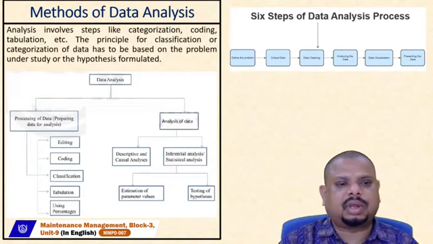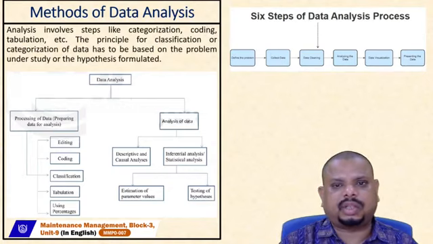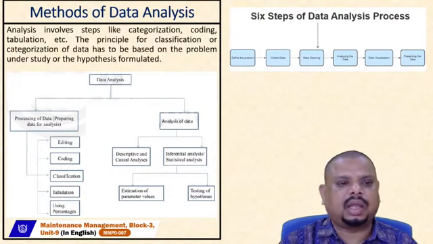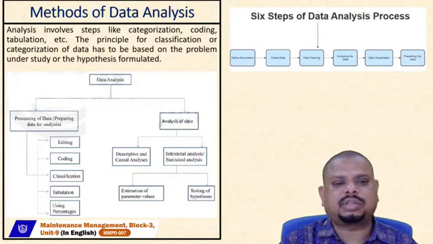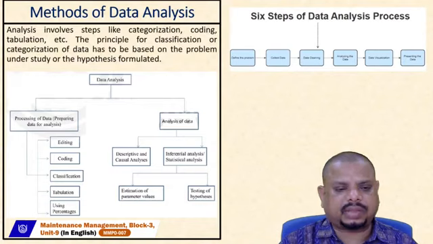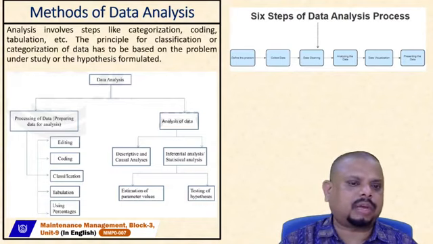So the analysis involves steps like categorization. The next is coding. Then the data are represented in the form of tabulations. Here the principle for classification and categorization of data has to be based on the problem under study or the hypothesis formulated. So let's understand, from the block diagram, how the data are analyzed.